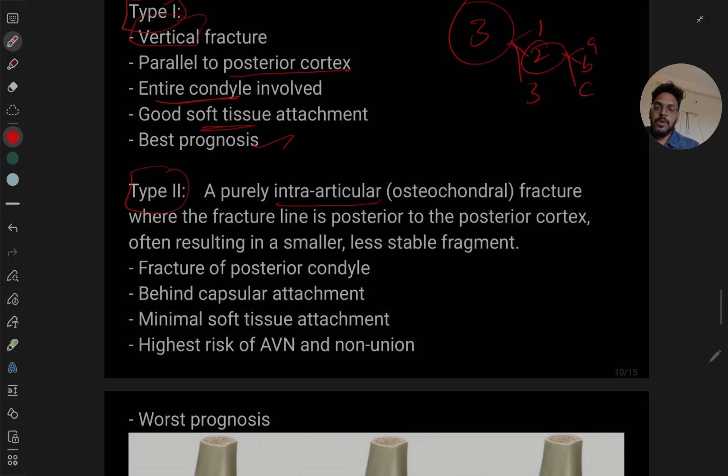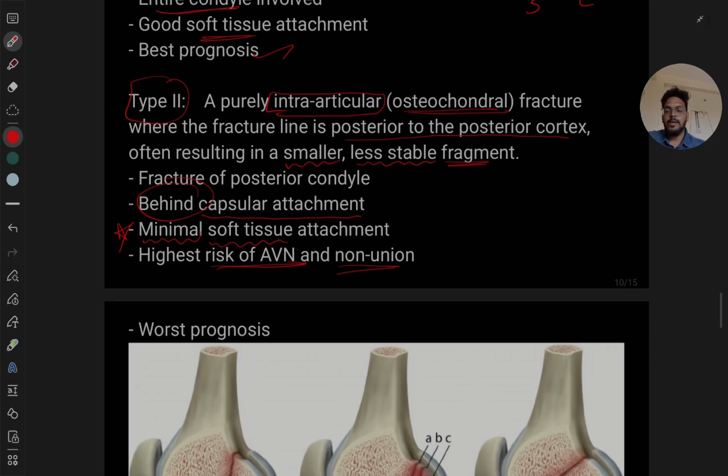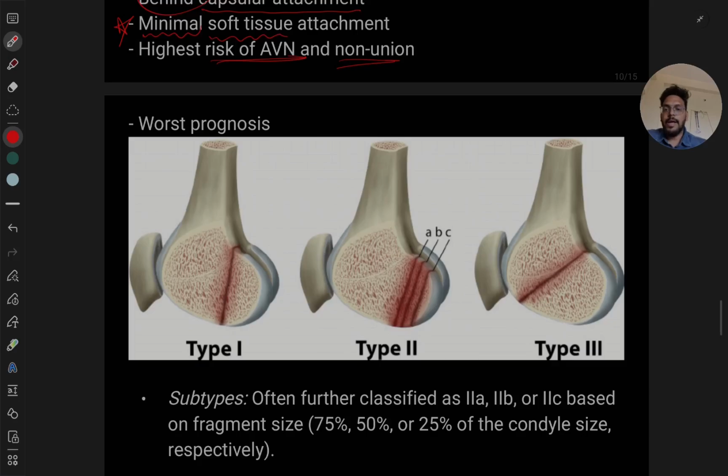Type 2 is a purely intra-articular fracture. This is also called an osteochondral fracture, where the fracture line is posterior to the posterior cortex, often resulting in a smaller and less stable fragment. It is a fracture of the posteriormost condyle behind the capsular attachment, so the soft tissue attachment is very minimal. There is a high risk of avascular necrosis and non-union. If the soft tissues are not well attached, then the blood supply to that fragment is less, and hence the worst prognosis for type 2 fractures.